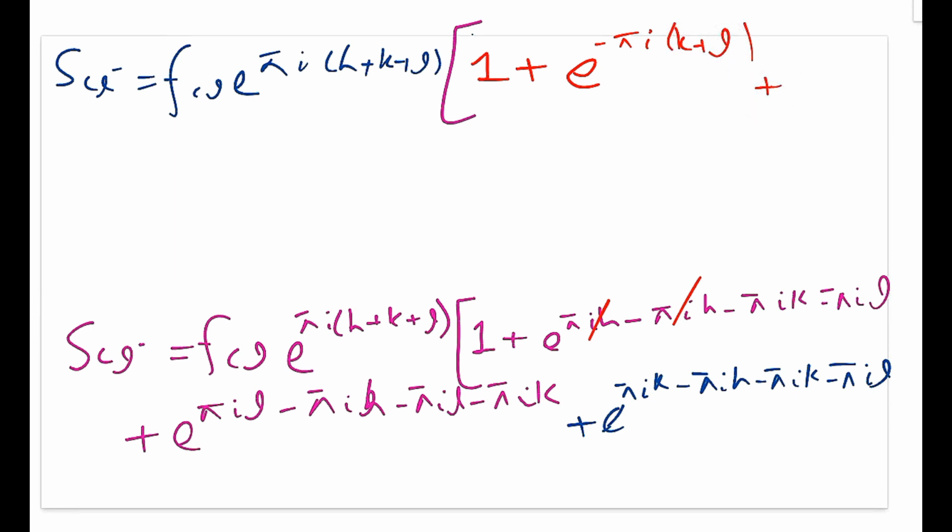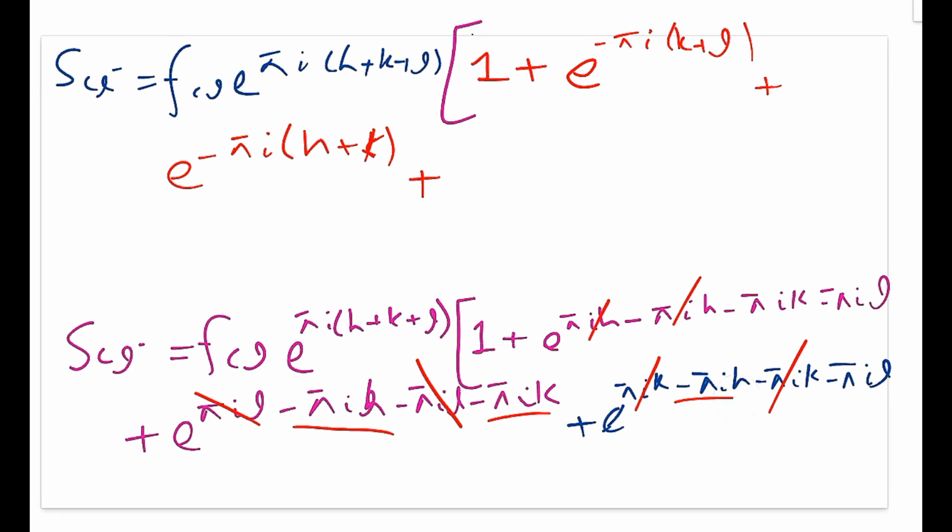Alright, so next one we can see here pi iota l, and this pi iota l cancels out. We have pi iota h and pi iota k. I'll take minus pi iota common, so we are left with h plus k. This is in the power, so plus pi iota k, and pi iota k cancels out, and we have minus pi iota h and minus pi iota l, so we can take minus pi iota common, and we are left with h plus l. Alright, so we can close the bracket in that way.